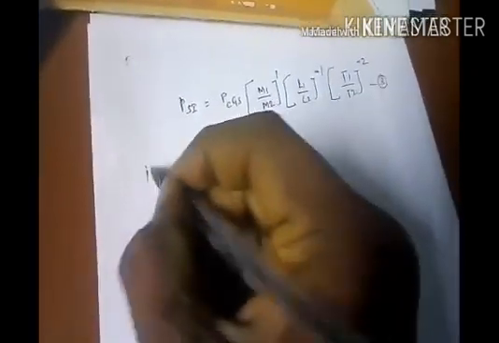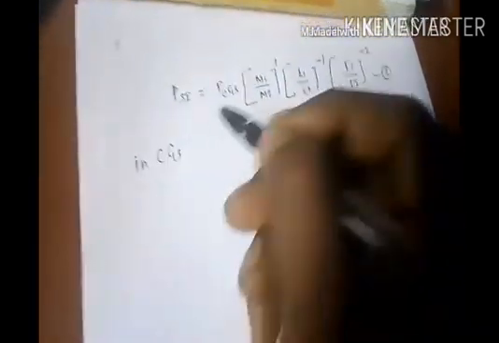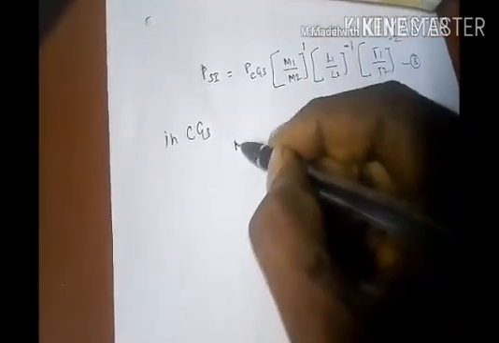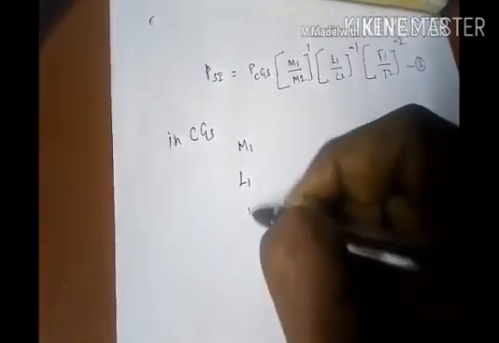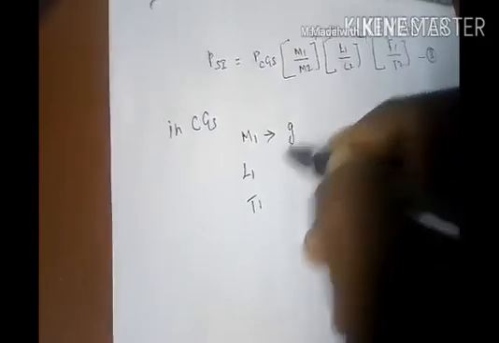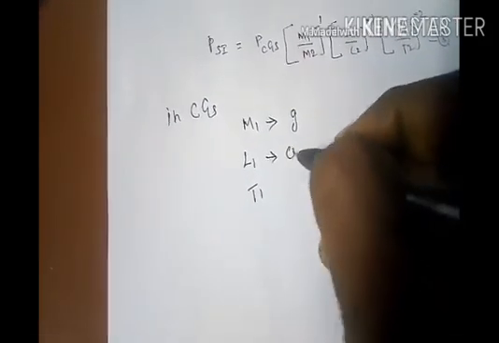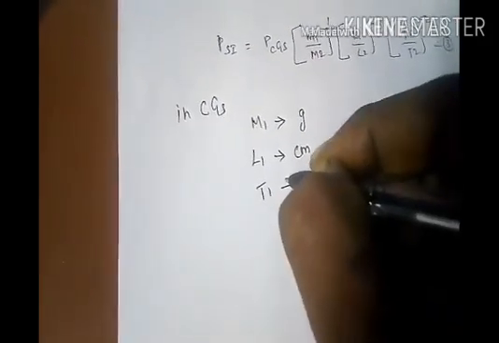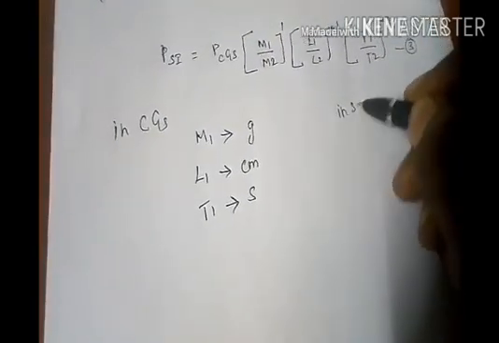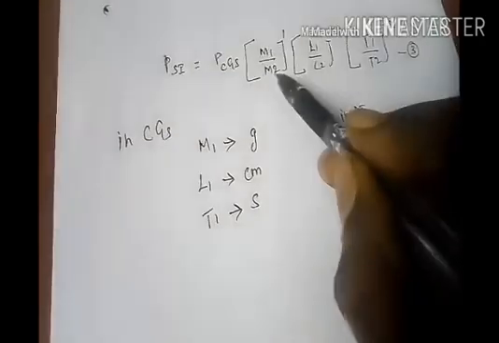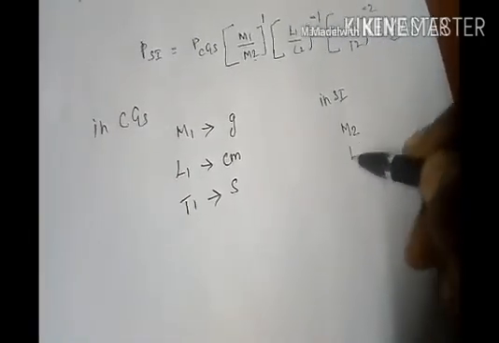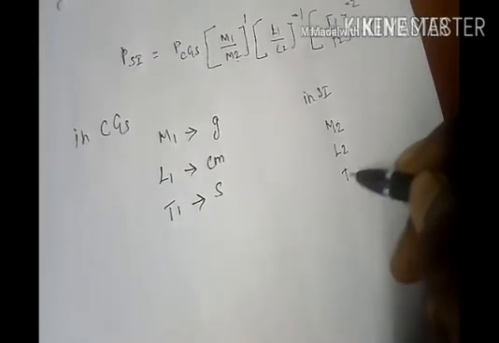Then in CGS system, the mass, length, time: mass is measured in terms of gram, length in terms of centimeter, and time in terms of second. And in SI system, M2, length, time.